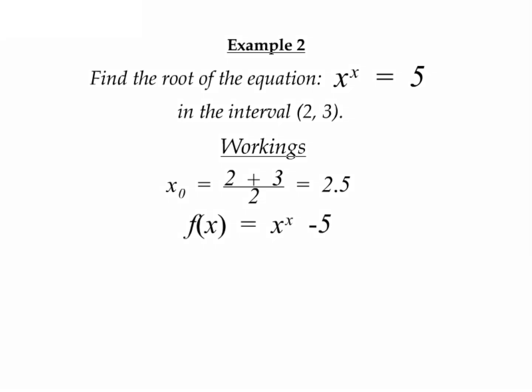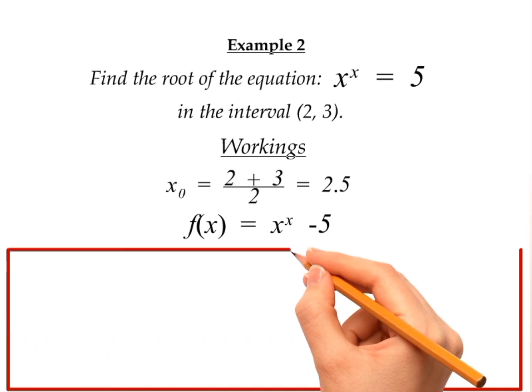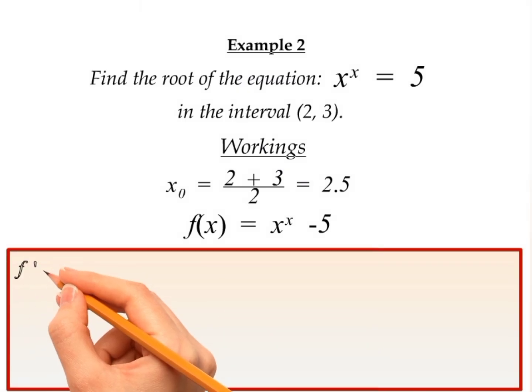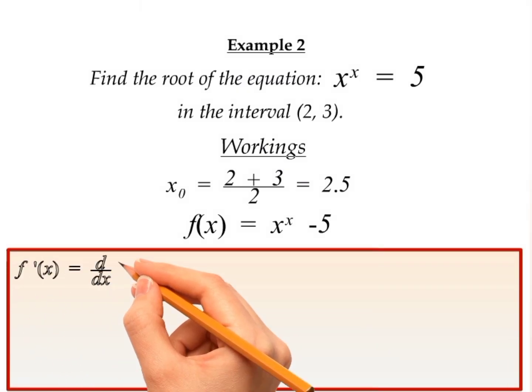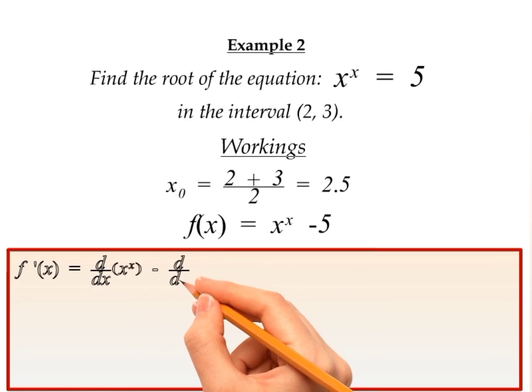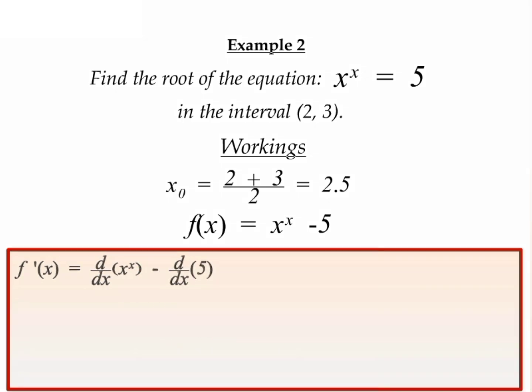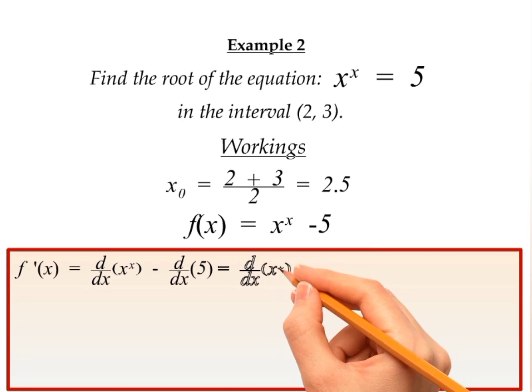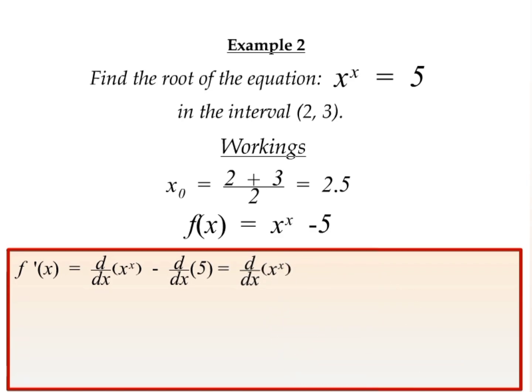Finding the derivative of this function could be a problem for someone who is not rooted in differentiation. Let us quickly consider how to differentiate this function together. Since derivative is distributive over addition, consider writing f prime of x in this way. The derivative of a constant is 0, so we can omit the derivative of 5. The problem simplifies to differentiating x raised to power x.